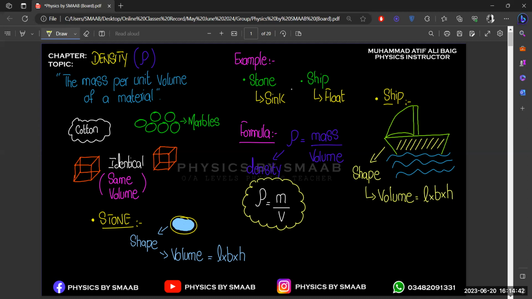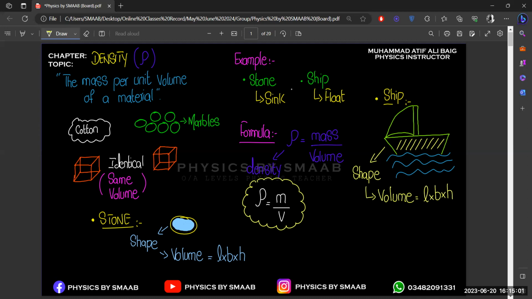अगर हम दोनों को कंपेयर करते तो हमें किसका वॉल्यूम ग्रेटर मिलेगा, शिप का या स्टोन का? A ship. Ship, because we know that the size of the ship is very much greater as compared to the stone. So in simple words, we can say that the volume of the ship is greater than the stone, right?